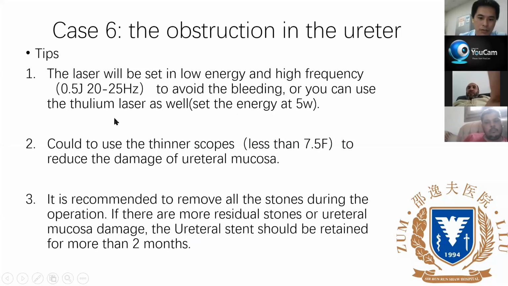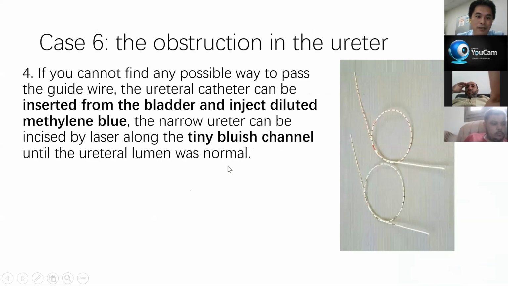And you can also use thinner scopes, less than 7.5 inches, to reduce the damage to the urethral mucosa. And it's recommended to remove the stones during the operation. If there are more residual stones or urethral mucosa damage, the urethral stent should be retained for more than 2 months. And if you cannot find any possible way to find the guide wire, the urethral catheters can be inserted from the bladder to inject the diluted methylene blue.